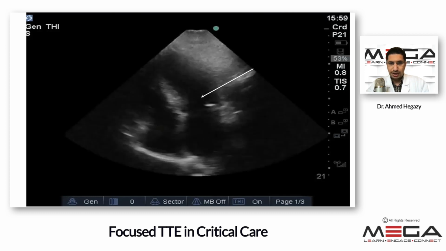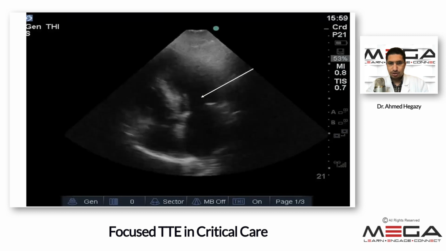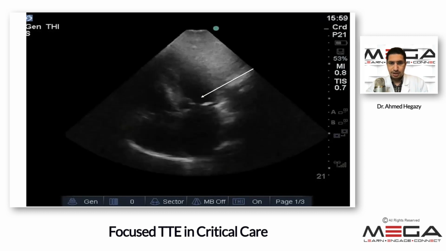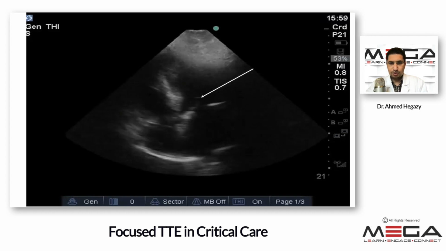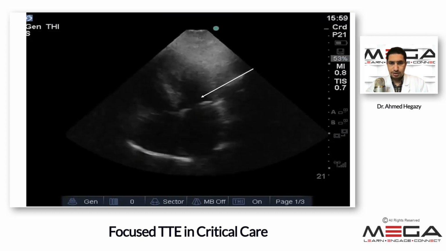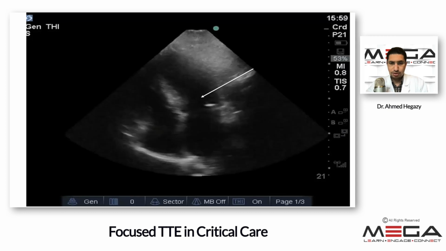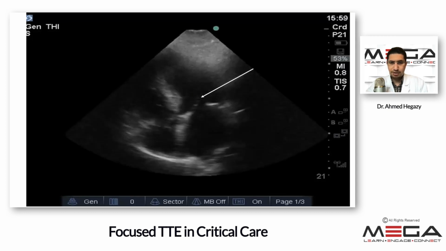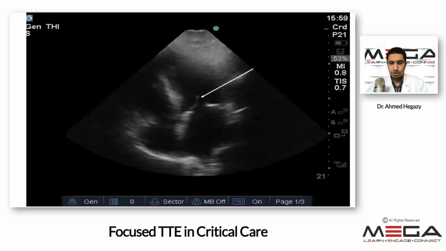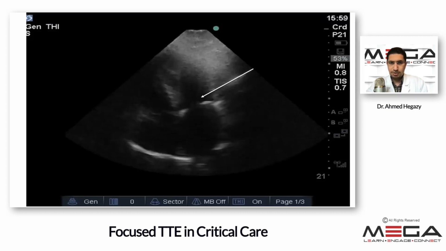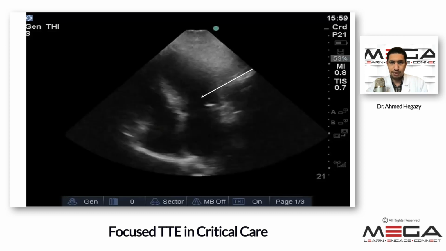You see how the mitral valve is actually curling back on itself, and the anterior leaflet is getting entrained into the left ventricular outflow tract. So this is what we call systolic anterior motion. And that could be a cause of dynamic left ventricular outflow tract obstruction, which is what we see sometimes in patients with hypertrophic cardiomyopathy and sometimes in patients post-mitral valve repair.